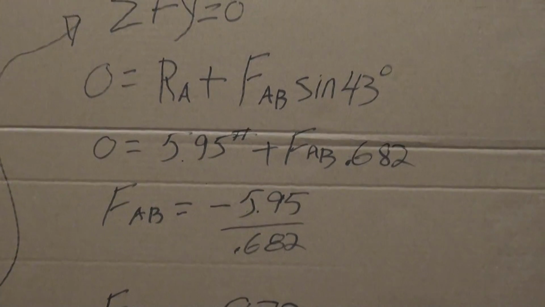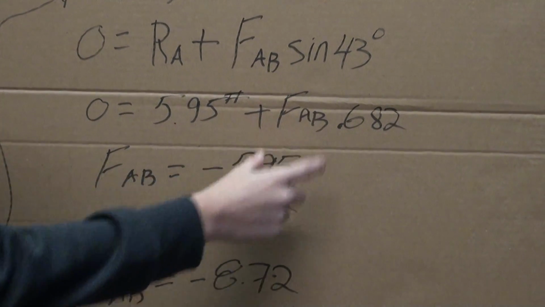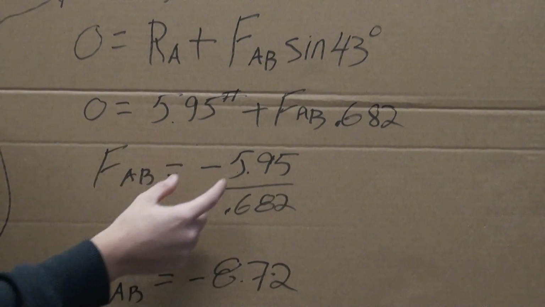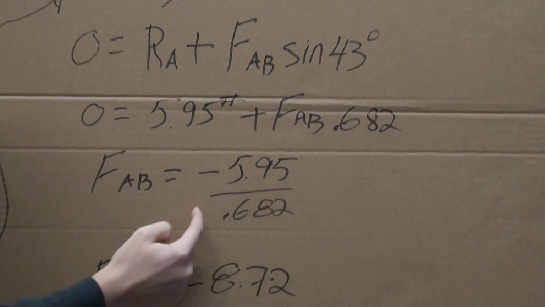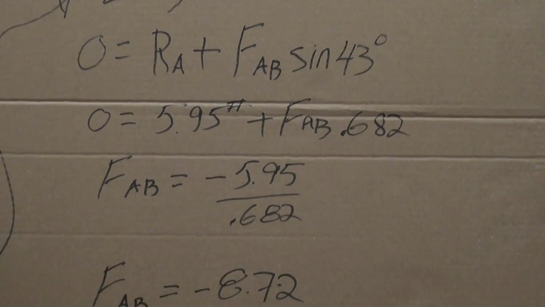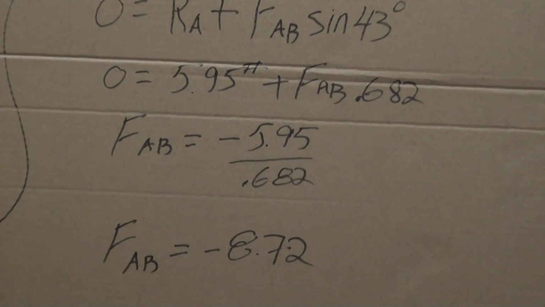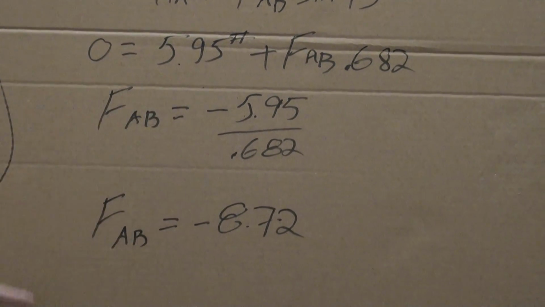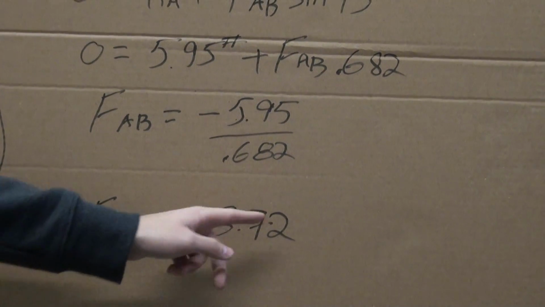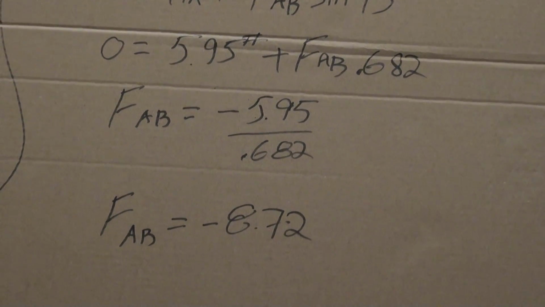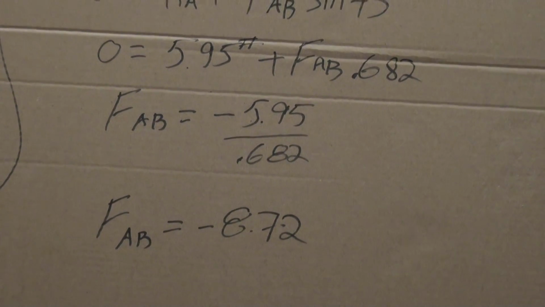So now, very simple algebra again. Force of AB is equal to 5.95 over 0.682. Okay, there's a negative in there, don't forget. Yes, negative sign in there too. Okay. And now we solve and we get negative 8.72, negative 8.72 pounds. Negative, what does that negative mean?